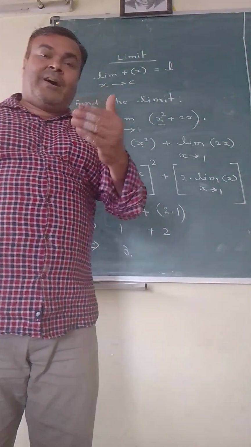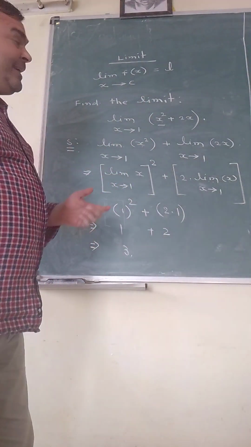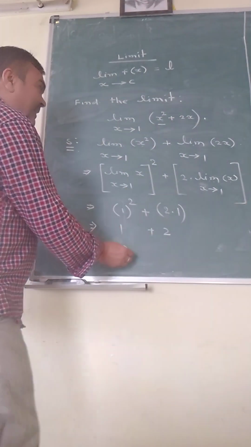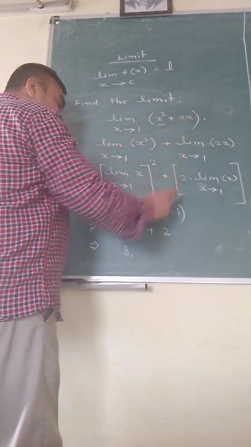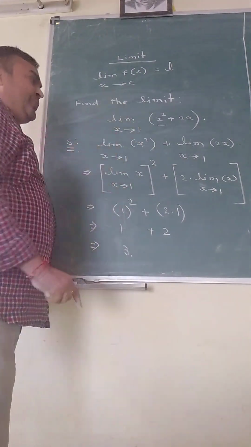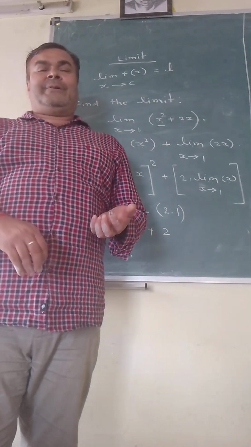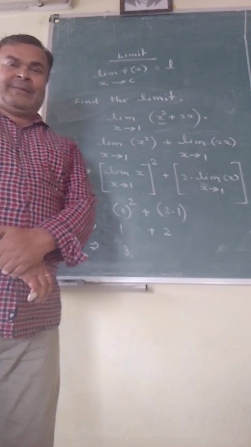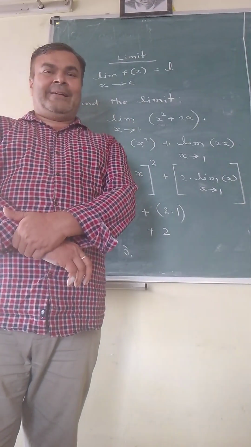3 is the limit value of the function. We can say that the limit approaches 3 as x approaches 1. This is the complete concept of the laws of limits and its example. I think you understood well. Thank you.